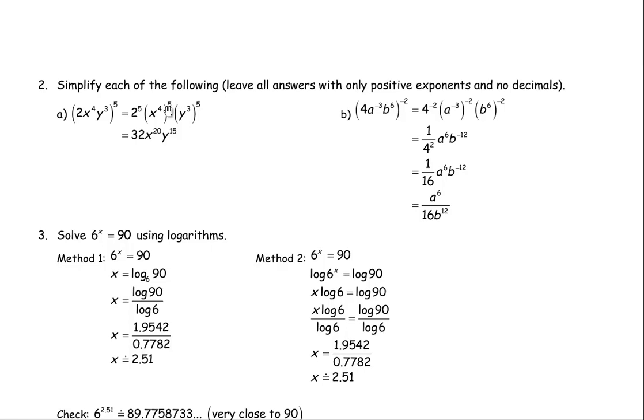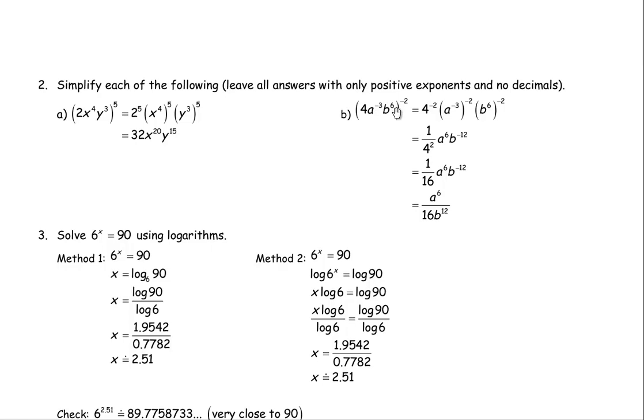Power over power, just like a question or two in the multiple choice, you multiply the exponents, so 4 times 5 is 20, and 3 times 5 is 15 on the y, so the final answer is 32, x to the 20th, y to the 15th. There's only positive exponents, there's no decimals, so we're done.